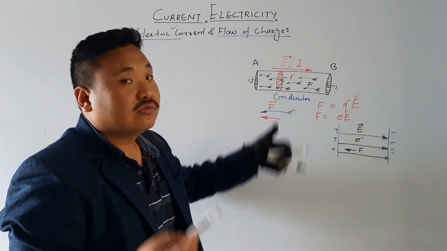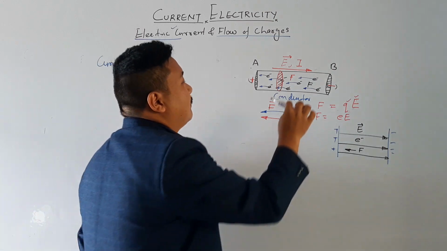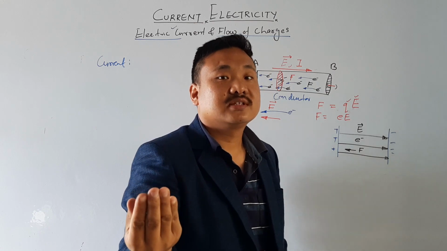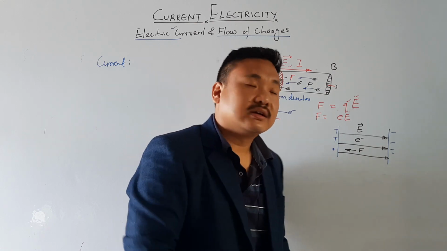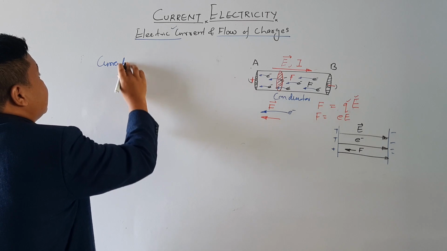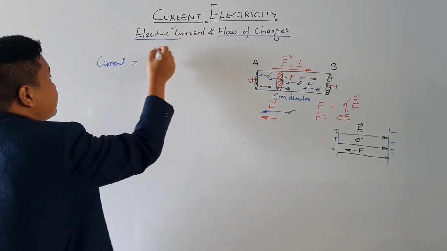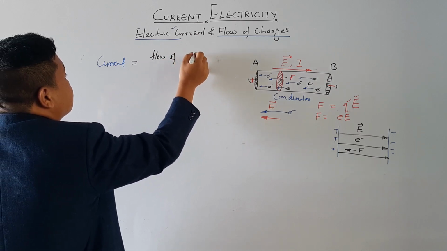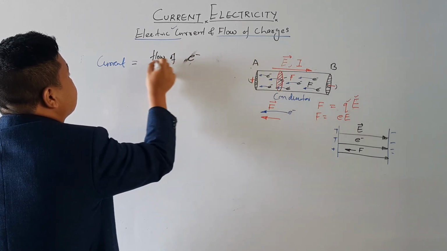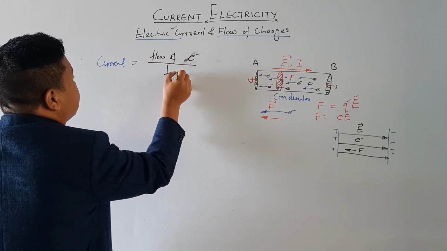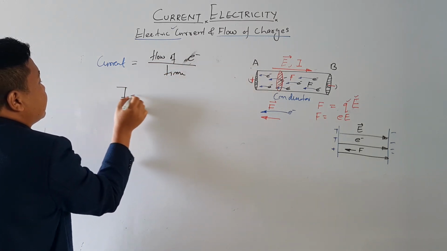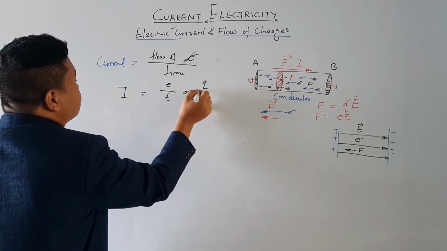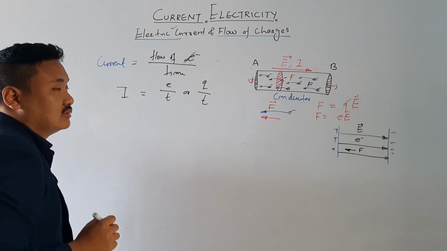Now in 1 second how many electrons will pass through this gate? That is my flow of charge, and that is my current. So the current is equal to the flow of charge. Okay, I will just write electrons per unit time. So current I is equal to E divided by T, or Q divided by T. I am not putting the negative sign. What is Q?